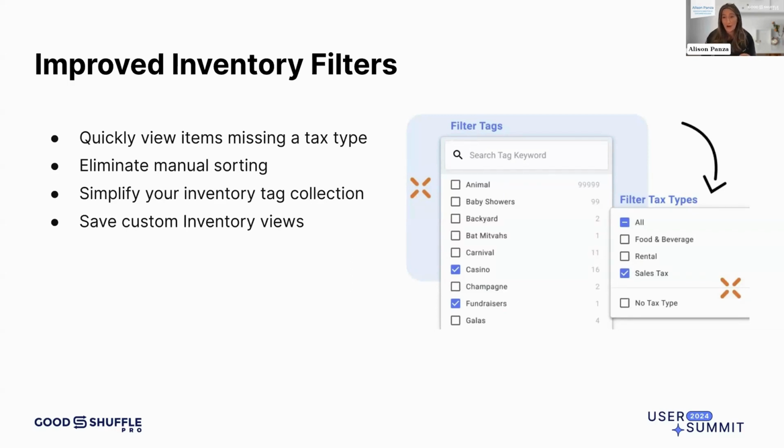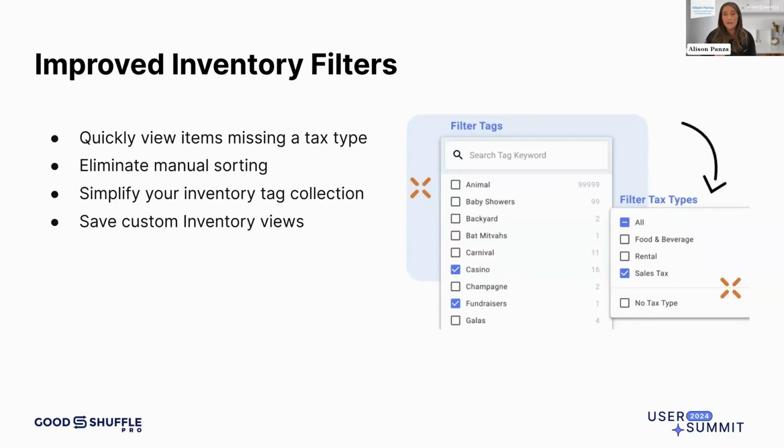So many of you are newer to Goodshuffle Pro. When you're first getting your account set up, one of our wonderful onboarding specialists will walk you through how to set up your taxes so that you can very easily add taxes to every project, report on that at the end of the year. But maybe you aren't fully sure of how to get your taxes set up when you're just getting started. So today you can now filter by any inventory items that are missing a tax type, and using bulk edit, which we will talk about in a moment, you can very quickly add those tax types to all of the items that are missing one.